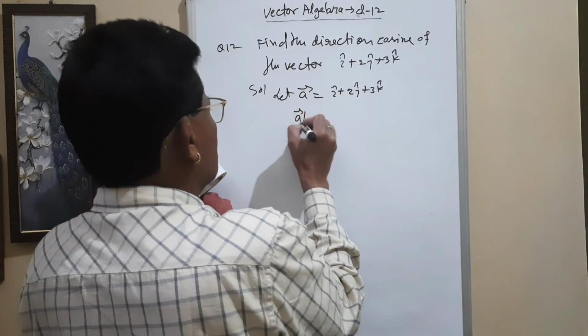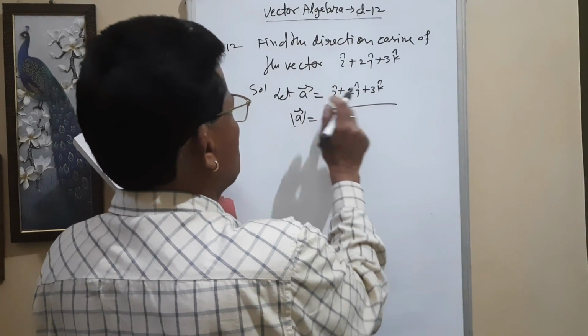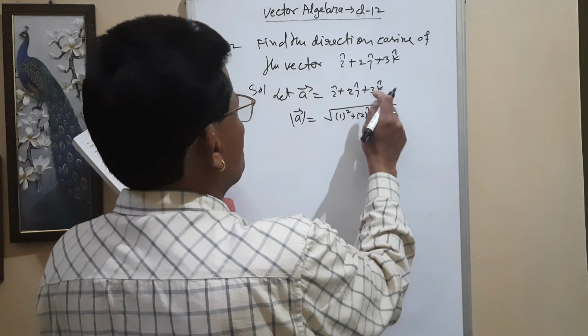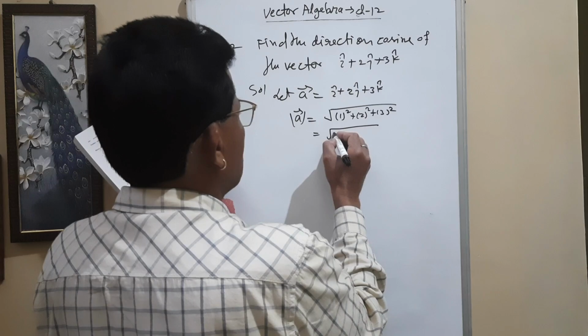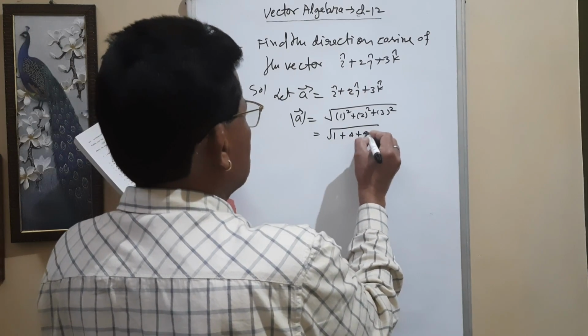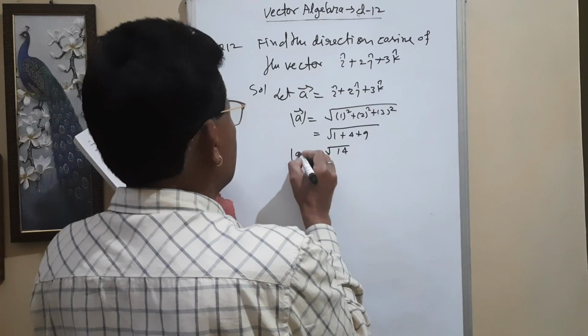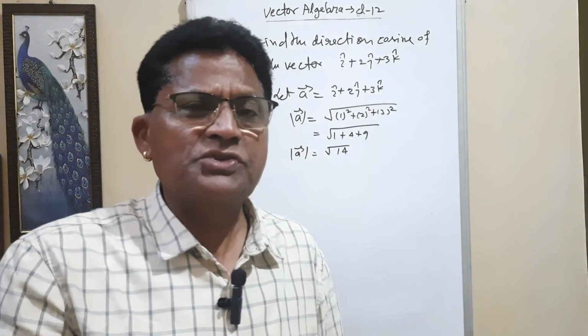And its magnitude, here itself you find out its magnitude. 1 square, because the coefficient of I is 1, plus the coefficient of j is 2 square, plus the coefficient of k is 3 square. It will be equal to 1 plus 4 plus 9, which is root 14. That is the magnitude, because it will be required. Okay, I am discussing a very important question.